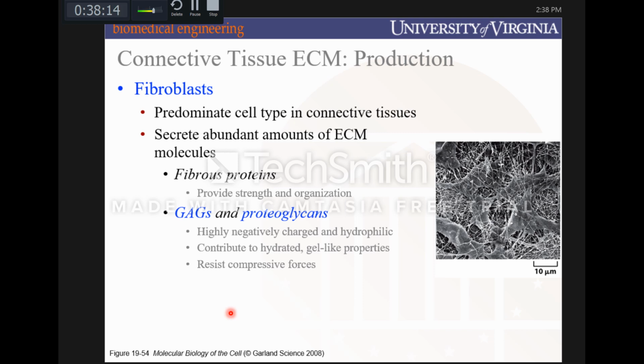So we can't talk about connective tissue without talking about fibroblasts. Fibroblasts are the predominant cell type in connective tissues, and we call them fibroblasts because they are the ones that secrete the fibers. Or in the case of aberrant wound healing, make fibrosis. So if you hear about fibrosis, it is an excess of fibroblasts that don't calm down. So they secrete all these ECM components, the fibrous proteins and the GAGs and their proteoglycans.